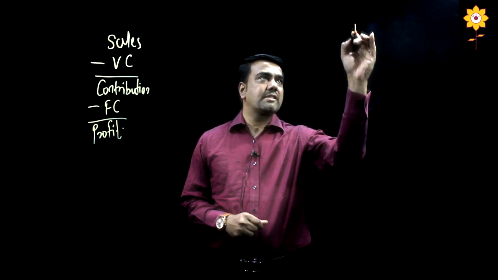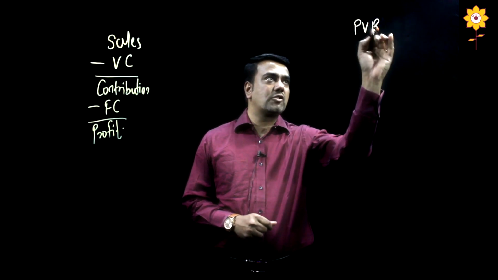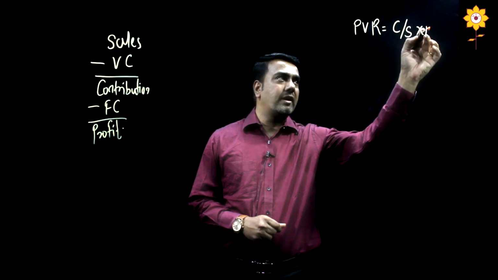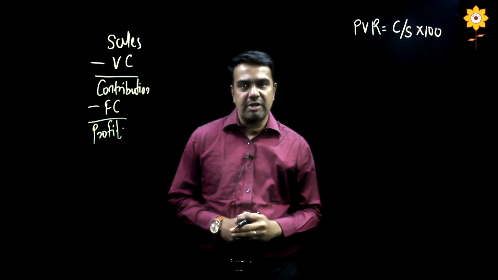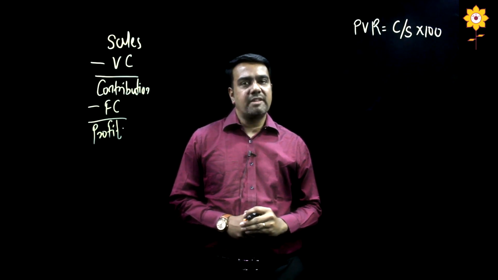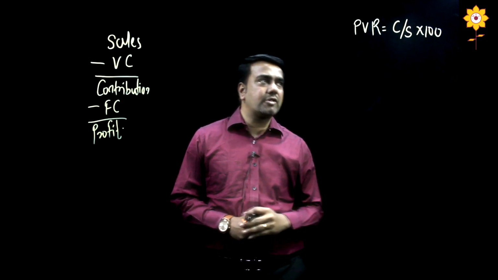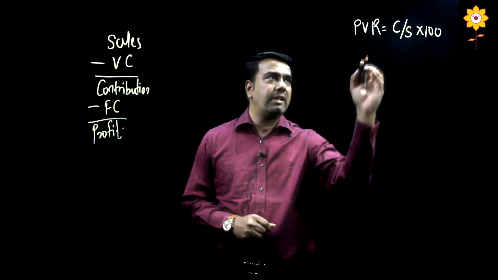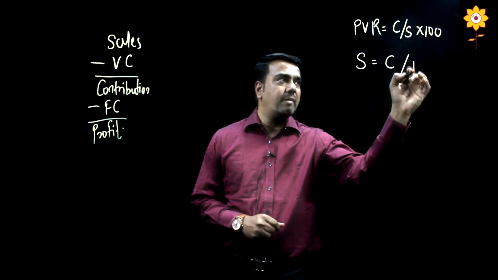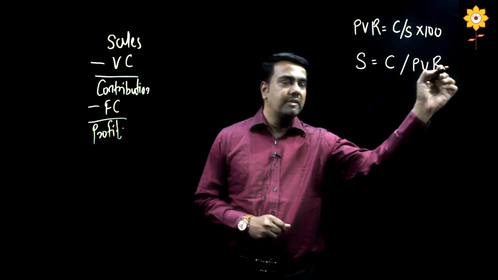First formula is profit volume ratio, that is C by S into 100. C stands for contribution, S stands for sales. Now just mathematical recomposition of this formula will be S is equal to C divided by PVR.